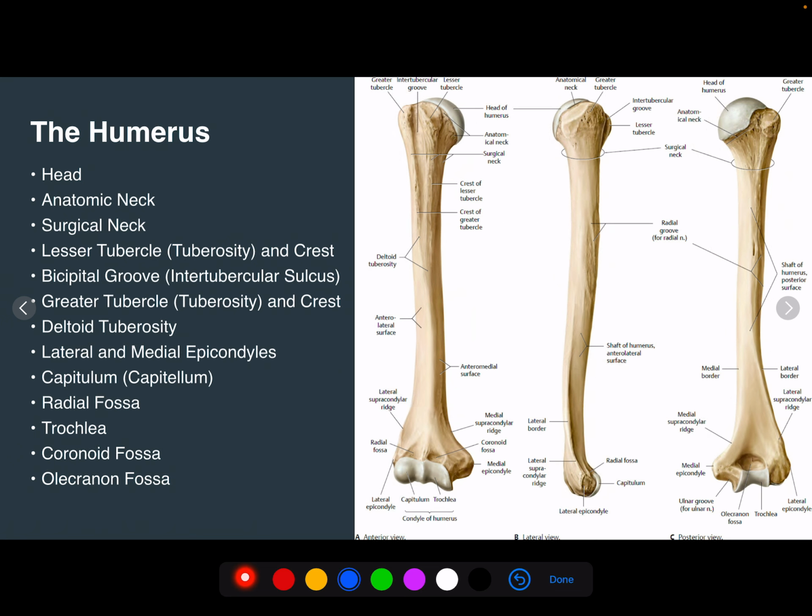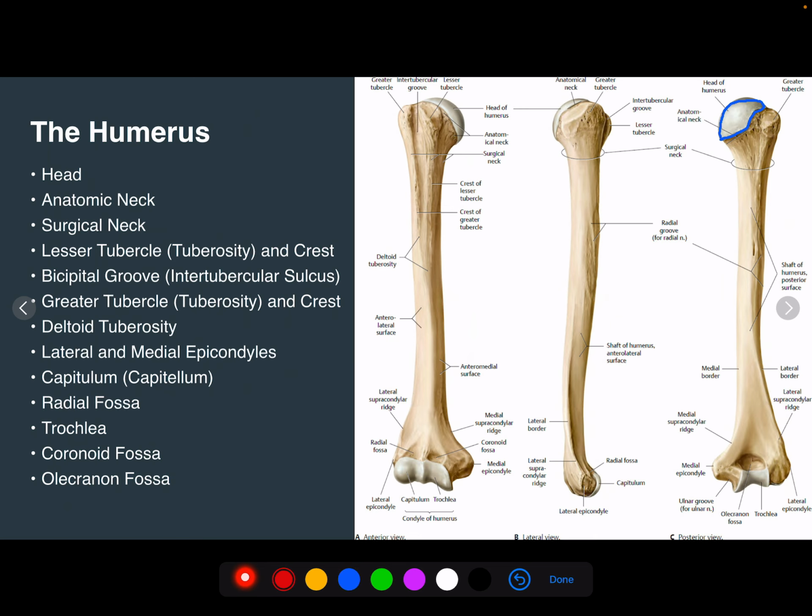Okay, looking at areas of the humerus. Okay, so the humerus, we can start off with our head. Okay, our head is going to be that smooth, rounded, proximal end of the humerus, and that's what's going to articulate with the glenoid cavity of the scapula.